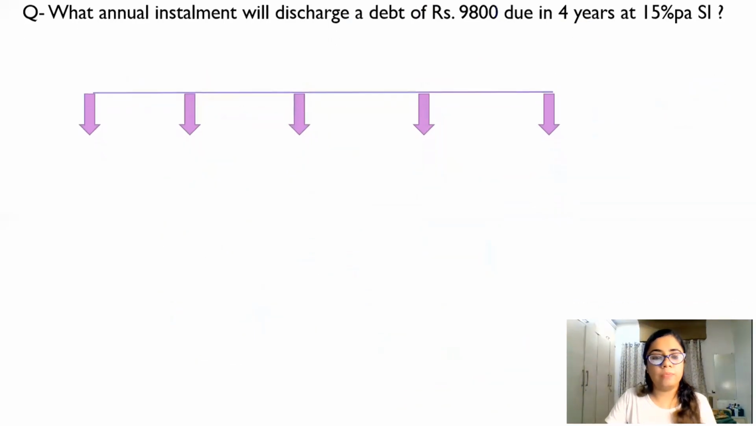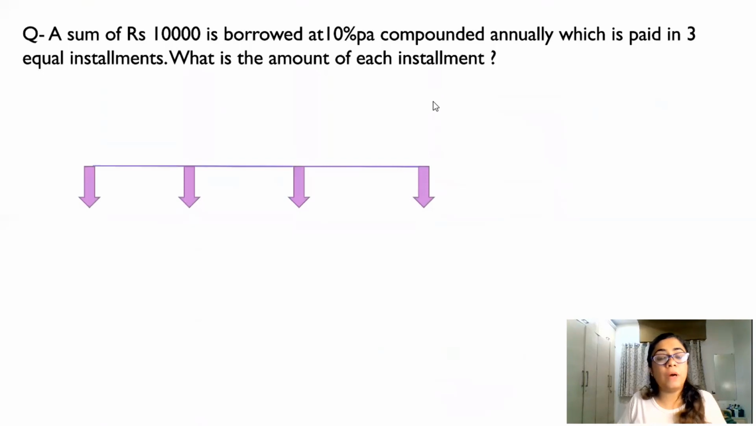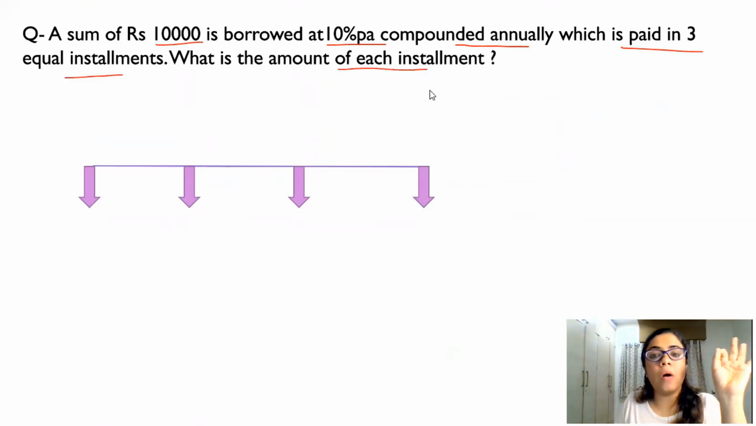Okay? Now, let's take one more example. Now, this is at compound interest. The previous one was at simple interest, but the concept remains the same. A sum of rupees 10,000 is borrowed at 10% per annum compounded annually, which is paid in 3 equal installments. What is the amount of each installment?